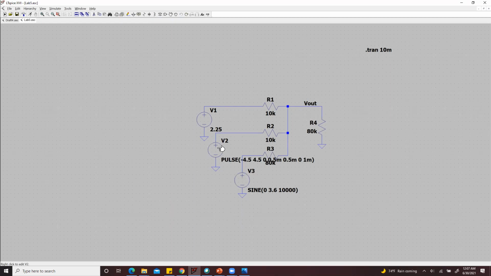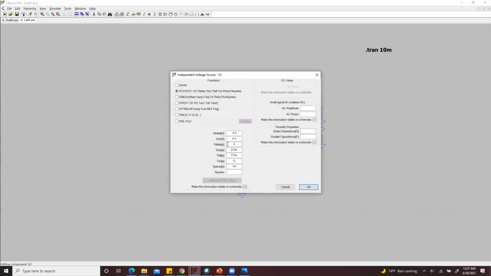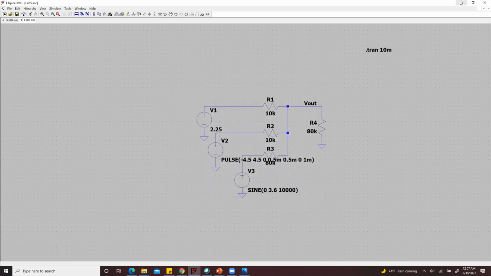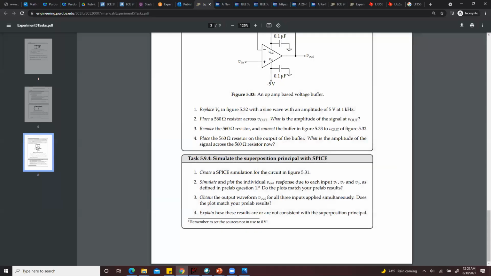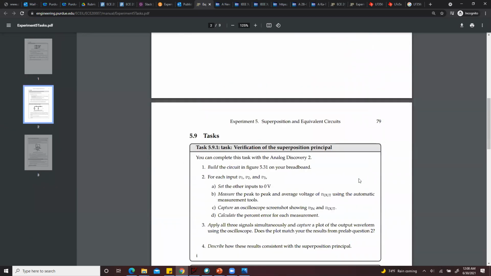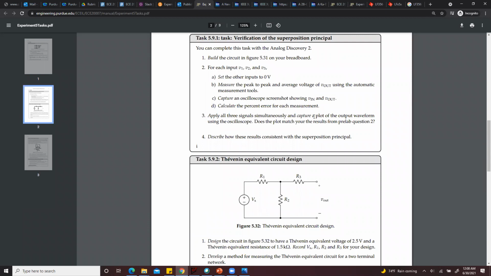One thing you need to pay attention to is that V2 will be a triangle wave. Since you're using LTspice, which doesn't have a triangle wave, you will need to use a pulse wave to generate a triangle wave. By changing the T on time to 0, you can generate a triangle wave. That's task 4. For task 1 and task 4, just make sure you take the screenshots and put them into your report.